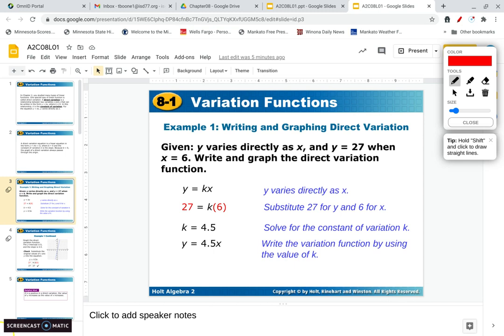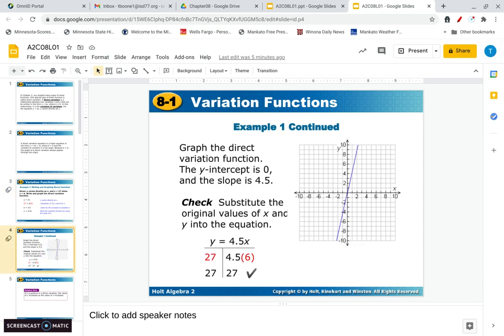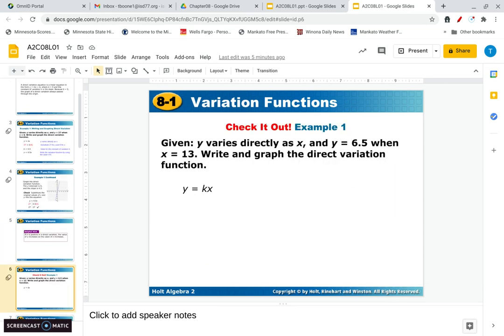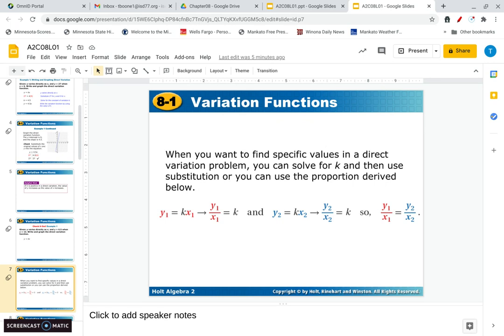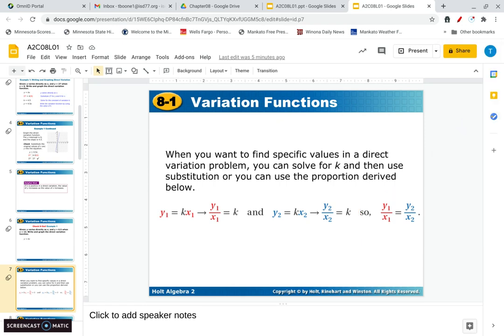If we were to graph that, it's a linear function. You could go to your calculator and graph it and see what it looks like. Now, if you're solving a direct variation problem, you can tell that k is found by taking y divided by x. So if you set up that proportion, you can solve for the one that's missing. Let me show you a case.